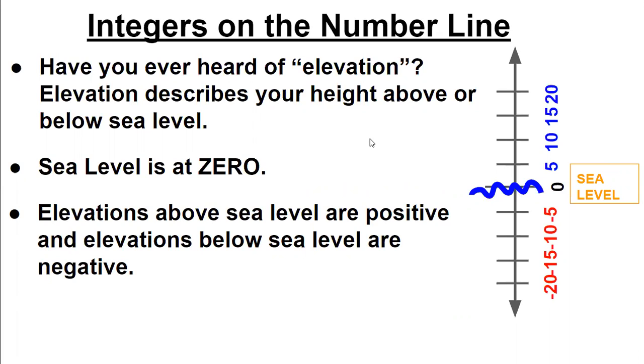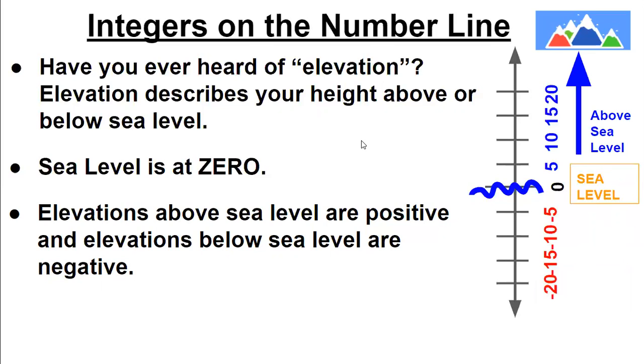So you can say you're 50 feet below sea level. That means you're 50 feet under the water. Or you could say you're 10 feet below sea level. Then you're 10 feet under the water. You could also say you're 10 feet above sea level. That means you're 10 feet off the ground from where the sea starts.